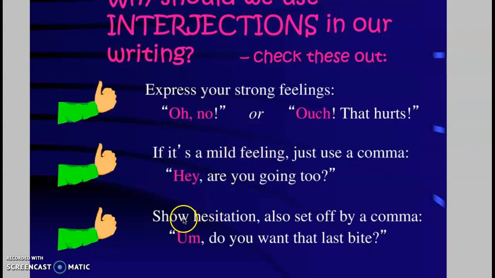And also another one is to show hesitation. A character in a story might be saying, um, do you want that last bite? Notice my hesitation in there is another good way to use an interjection properly. Okay, so those are good examples of different ways we could use interjections in our own writing.